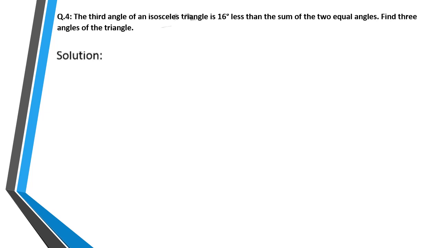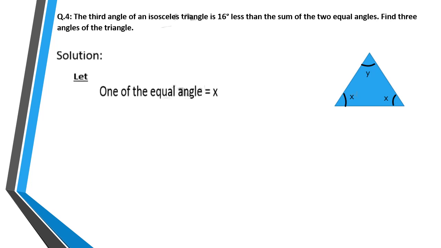The question is, the third angle of an isosceles triangle is 16 degrees less than the sum of two equal angles. You can see the diagram. Two equal angles are x and the third opposite angle is y. And we have to find three angles of the triangle. Let one of the equal angles be x and the third angle be y.